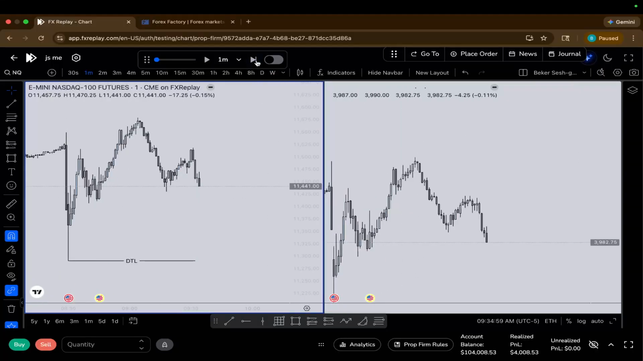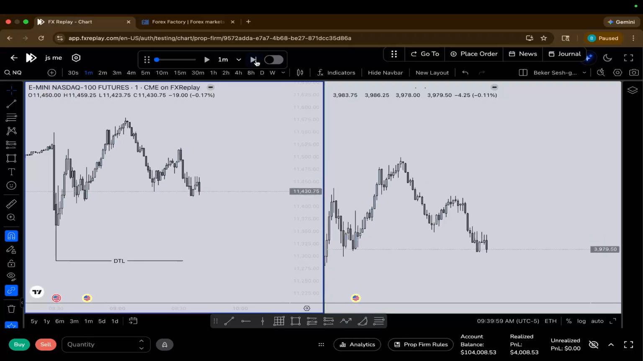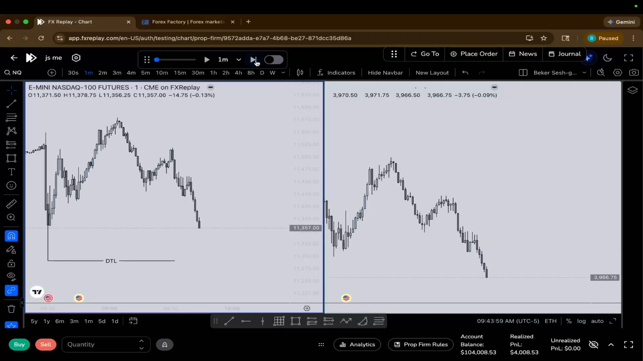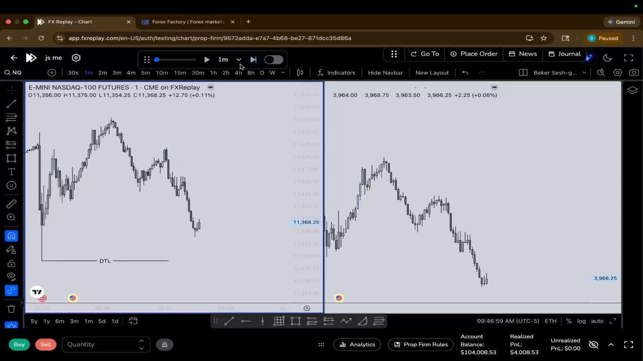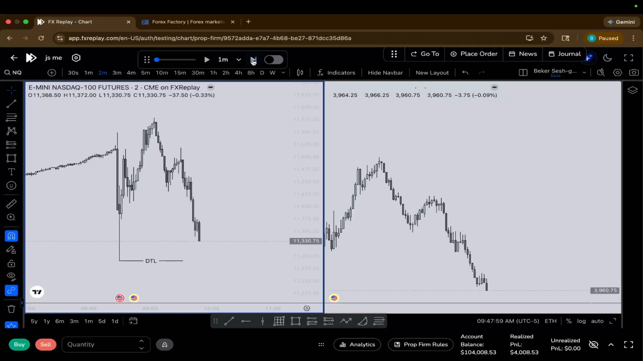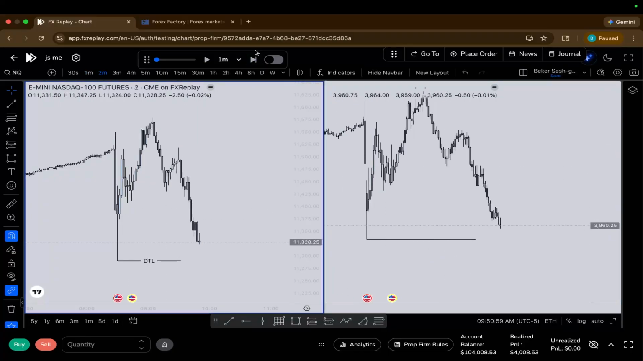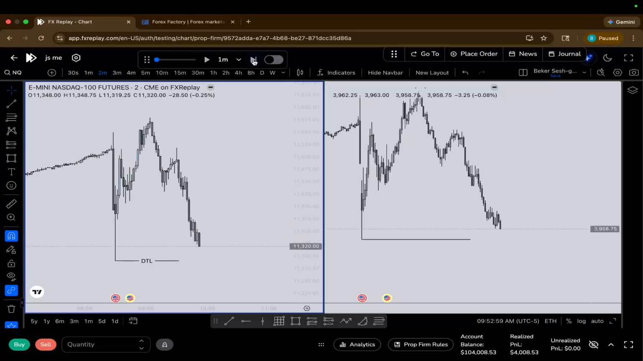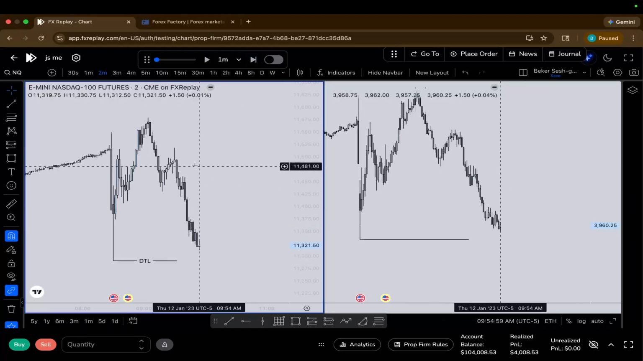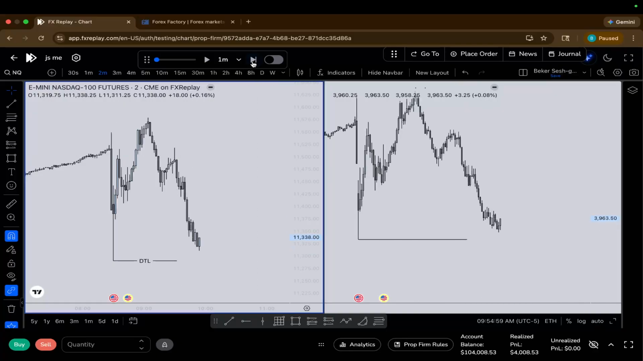Interesting. If we see those data lows, that could be really interesting. We're setting up for a short. What time is it? 9:52. So 45. Okay.